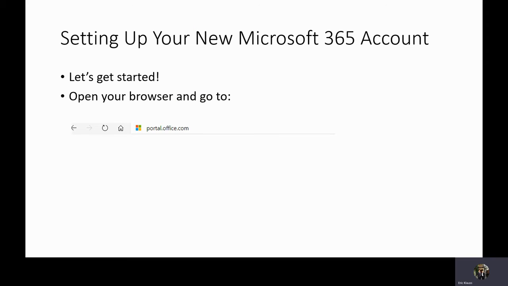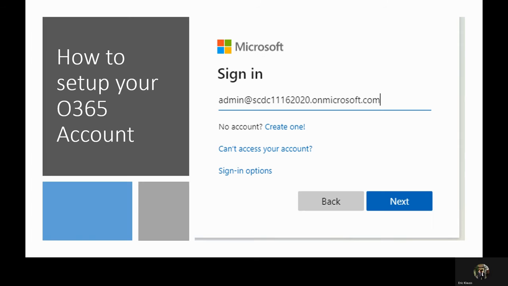Alright, let's get started setting up our new Microsoft 365 account. The first thing we're going to do is open our browser and go to portal.office.com. We're going to log in using the email address and password that were supplied to us when the account was set up. These are set up by Microsoft or by your Microsoft partner. These are temporary credentials, so this is not something you're going to have to live with here.